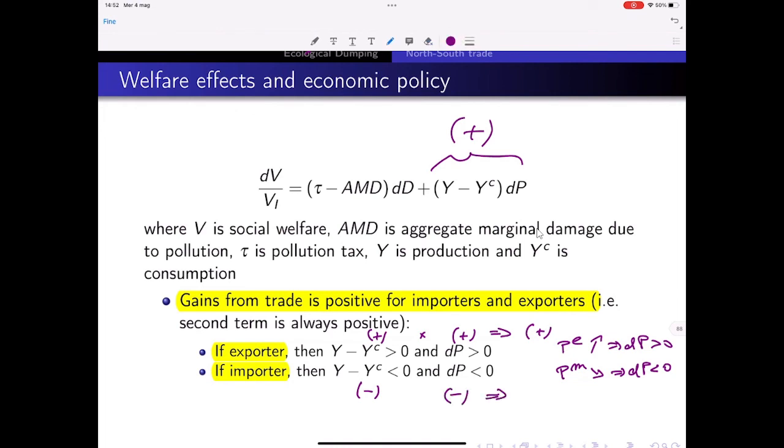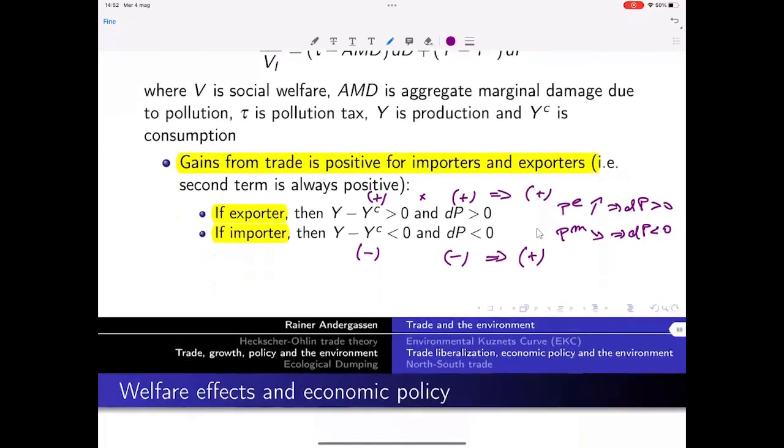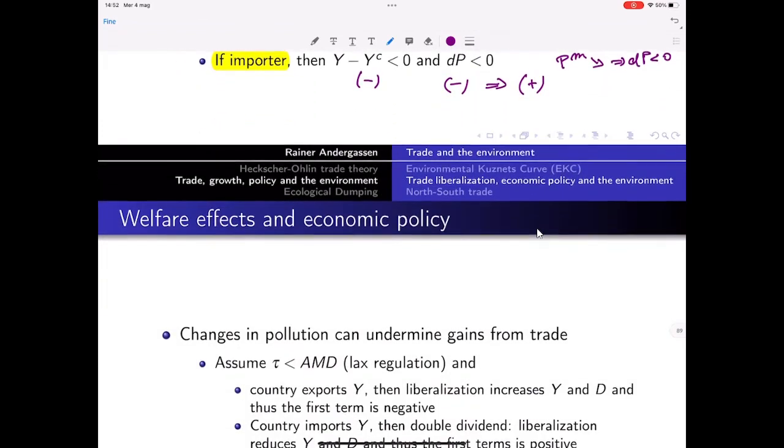And therefore, negative times negative becomes positive. So this is always positive. That's why these are gains from trade. We always benefit from opening up the trade because of enlarging consumption possibilities. This is what we have seen before. Okay, here you see it from a formal point of view. Both importers and exporters benefit.